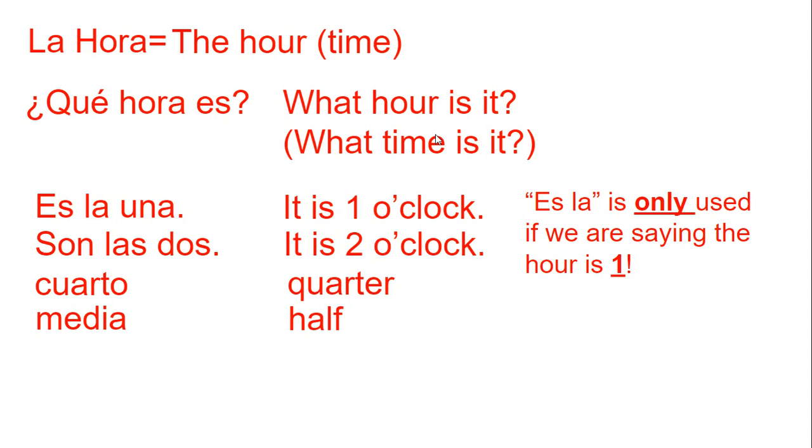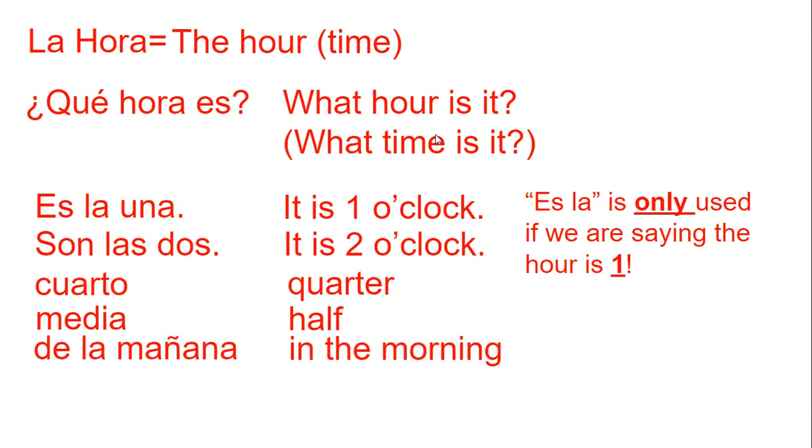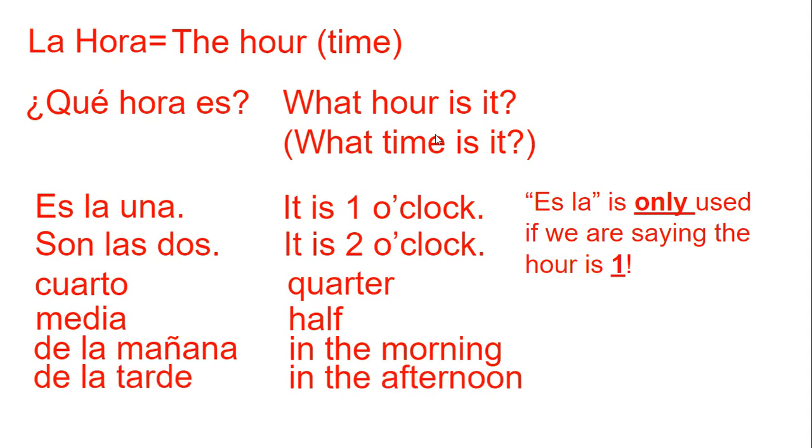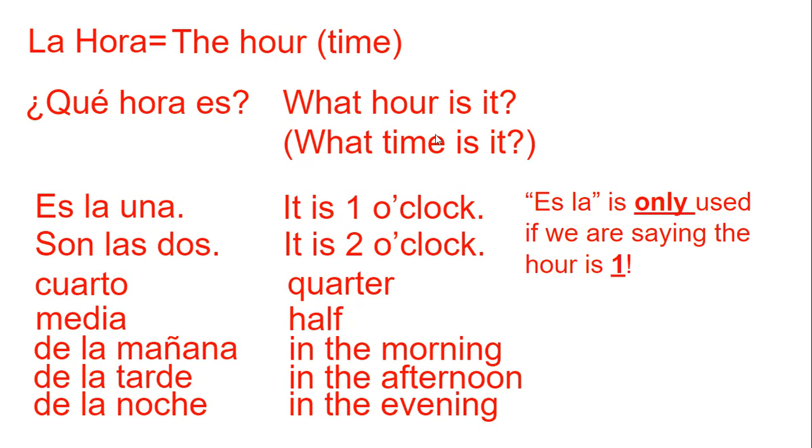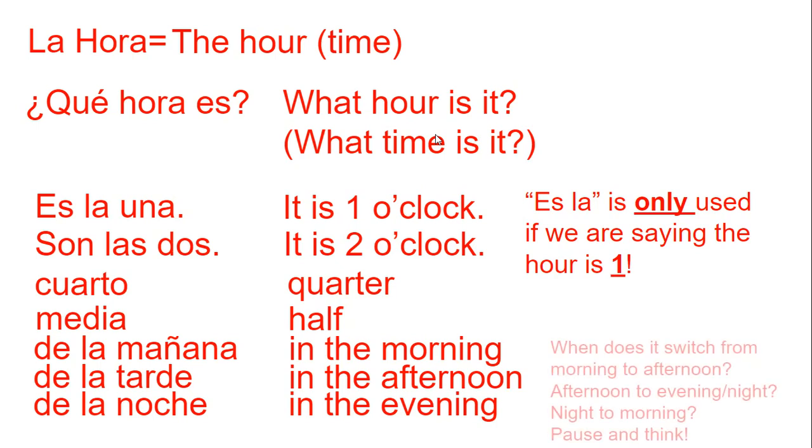Also, we sometimes have to clarify if something is in the morning, in the afternoon, or in the evening, or at night. In Spanish, to do that, we will say de la mañana, in the morning, de la tarde, in the afternoon, or de la noche, in the evening, or it could also mean at night, depending on how late it is. When does it switch? When does it switch from morning to afternoon, from afternoon to evening? When does it switch from night to morning? Go ahead and pause the video for just a few minutes and think about that. What time of day do those things switch?